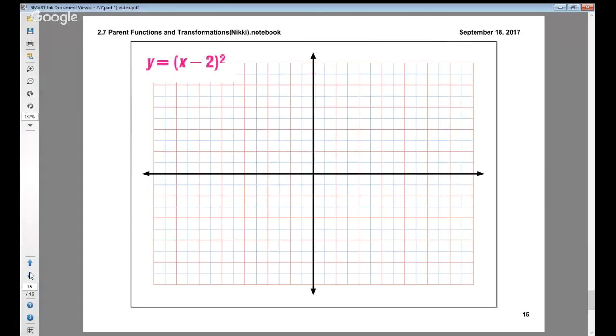Let's try that again with one more example. So this time we have y equals parentheses x minus 2, all of that squared. Let's first identify the parent function. And the squared here is kind of a giveaway that it's going to be the quadratic parent function. So let's go ahead and graph that. Start at the origin, and we're going to go ahead and graph that parent function.